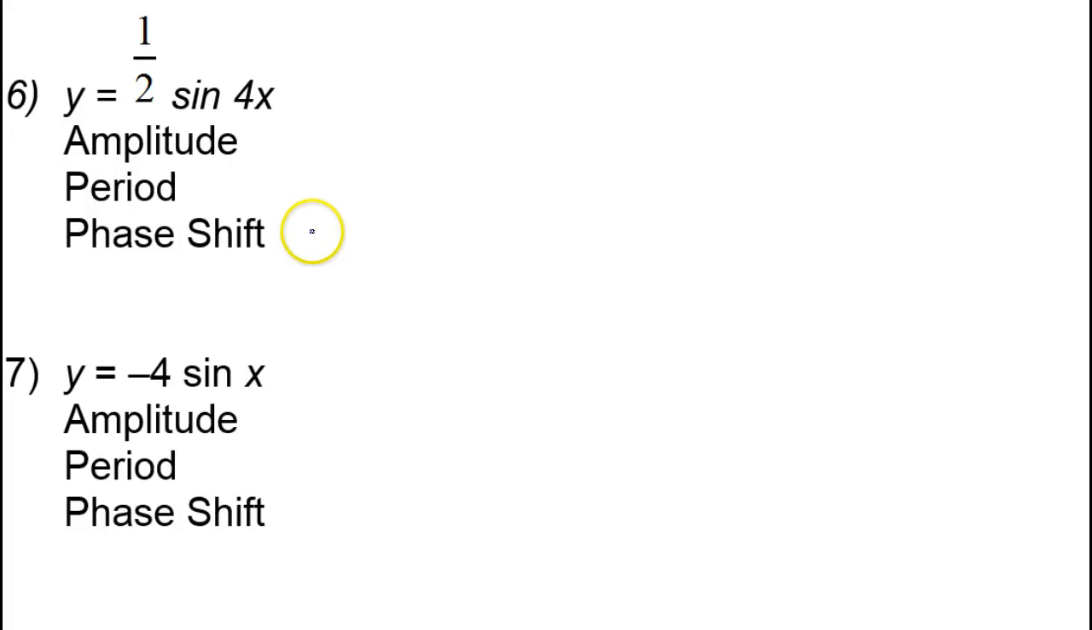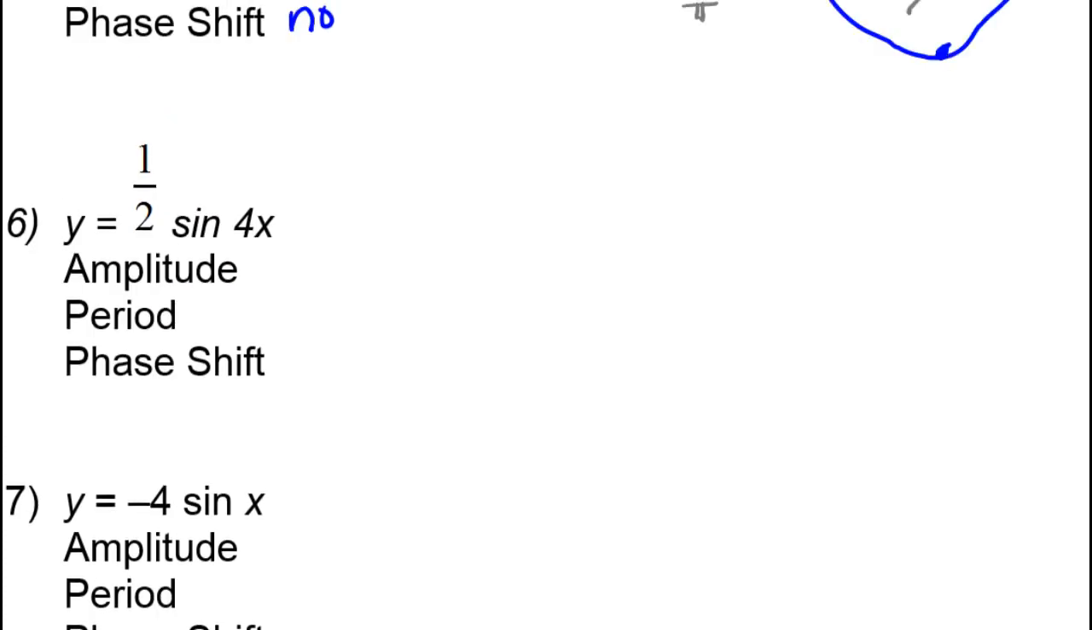In this video, we will continue to practice graphing sine and cosine functions with changing amplitude and period. So, looking at problem number 6, we see the a value right there, which controls the amplitude. So the amplitude will be 1/2.